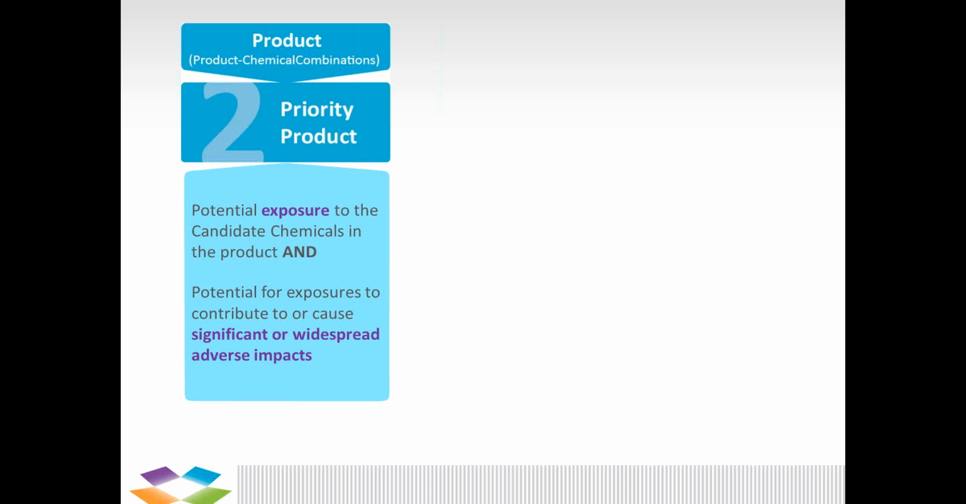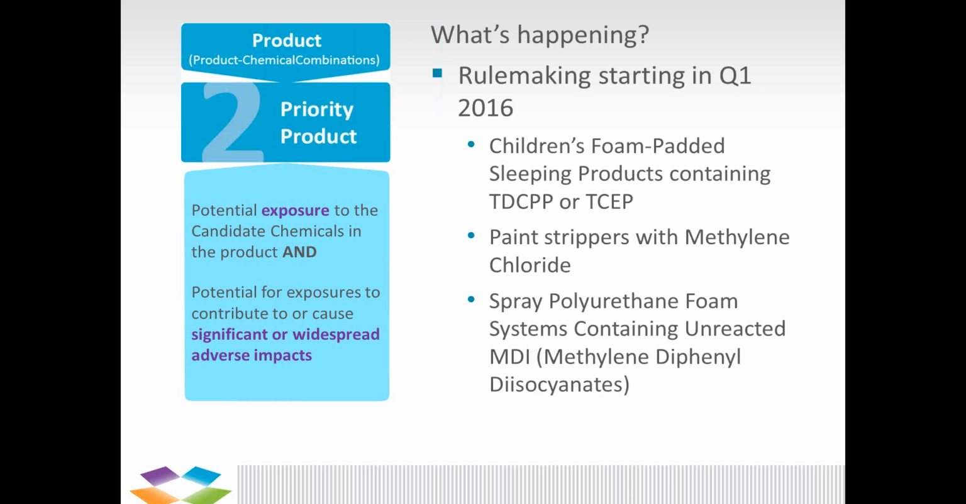But anyway, those are the criteria, and we've been working for the last 1.5 years on our first products to identify, and the ones we're going to be initially putting in regulation starting in 2016. There are 3 of them. They're all mouthfuls. Children's foam padded sleeping products containing the flame retardants TDCPP or TCEP.